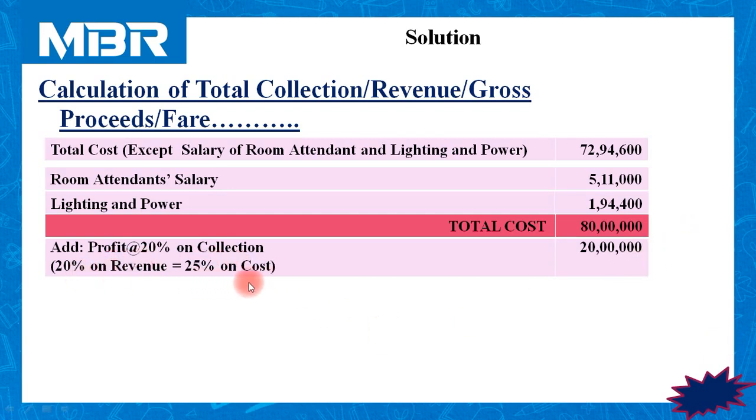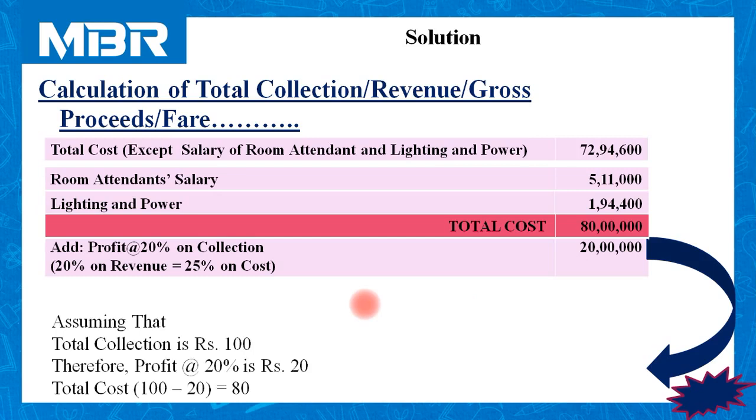As we know, direct relationship between sales or income and cost. 20% on collection or revenue equals to 25% on cost. That is rupees 20 lakhs. If you are not clear for this calculation, same as theater, you can use theory of assumption in order to calculate amount of profit. Assuming that total collection is rupees 100.